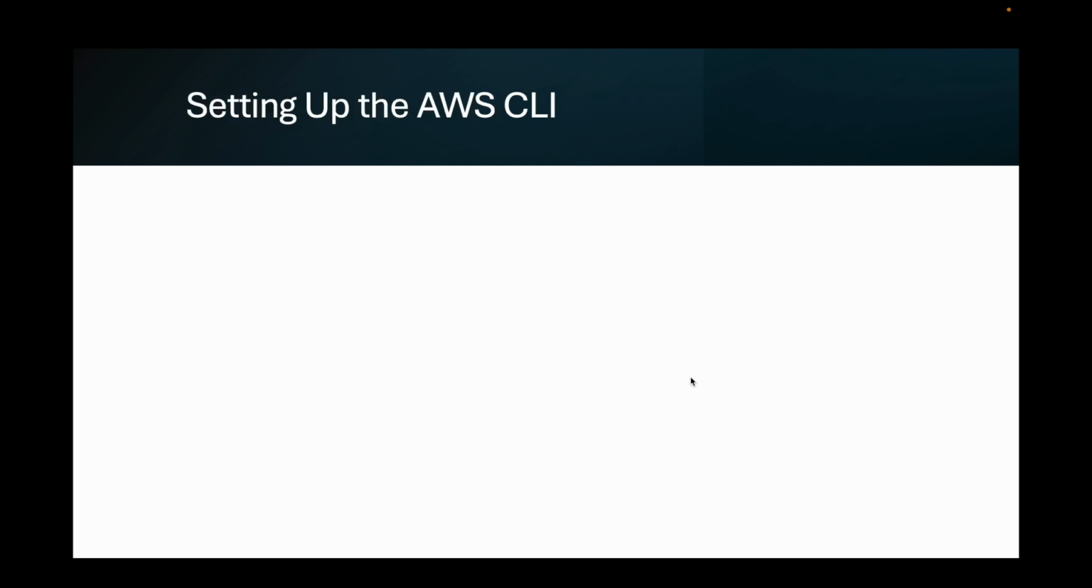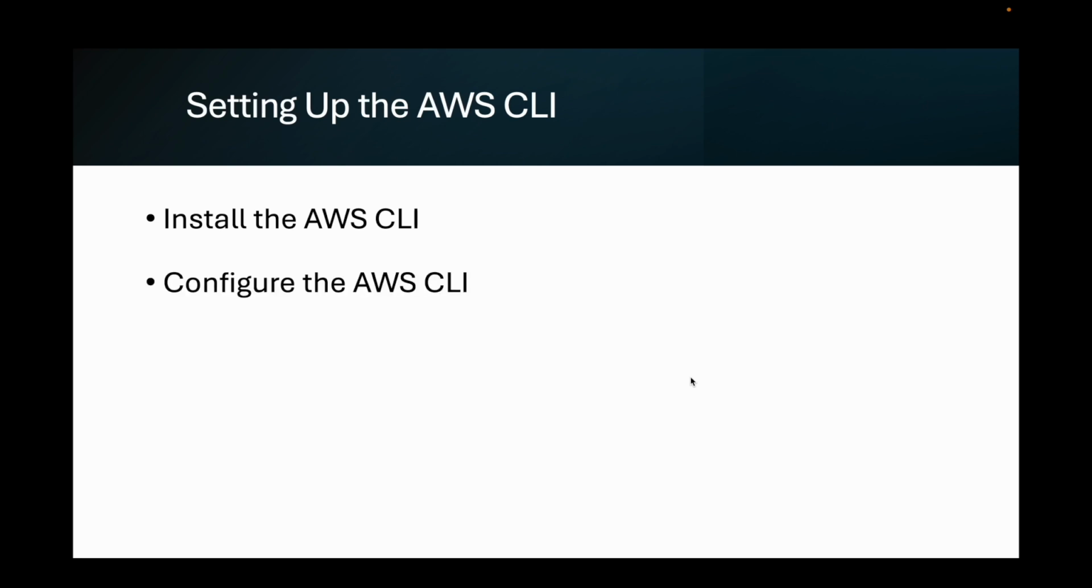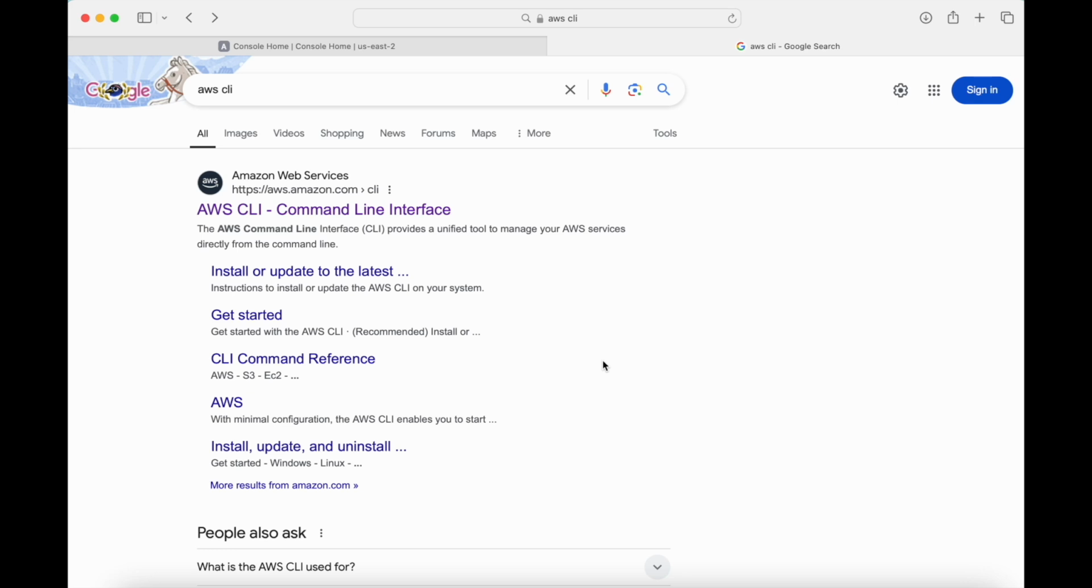Now let's look at setting up the AWS CLI. So we'll be doing some hands-on in this particular case because we'll have to first install the AWS CLI. We'll then look at how to configure the AWS CLI, and then we'll look at some basic AWS CLI commands. Setting up the AWS CLI.